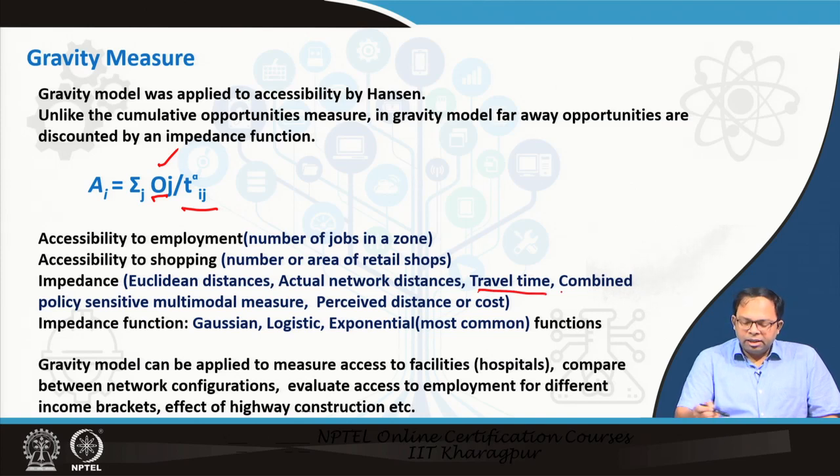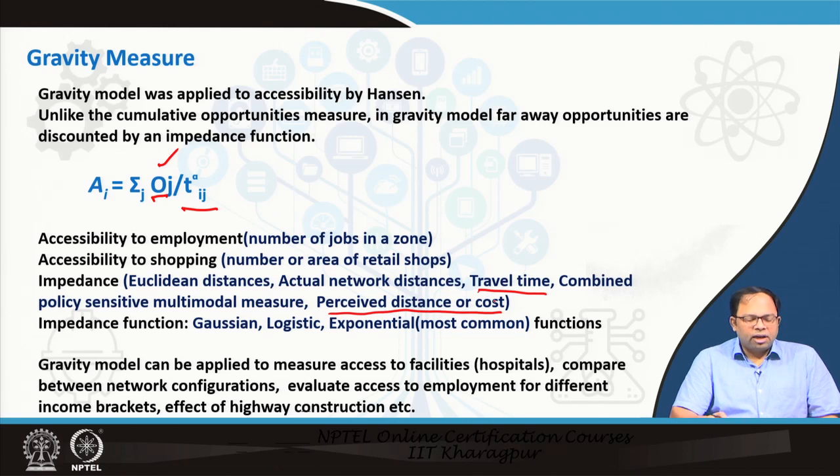Instead of travel time, we can take a combined policy-sensitive multimodal measure. Travel time is an average measure between two points, and based on the modes, this travel time will change. So we can take travel time by different modes, each taken separately, and we may even include the cost for that particular mode, and that together makes up one impedance function. And then there is perceived distance or cost. This could also be considered in the impedance.